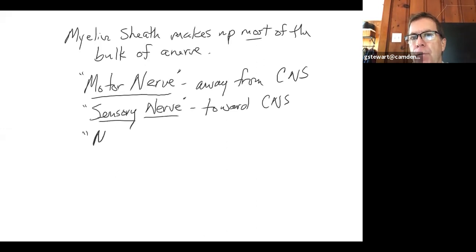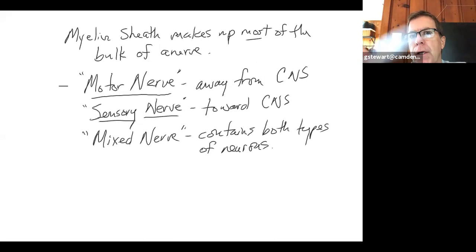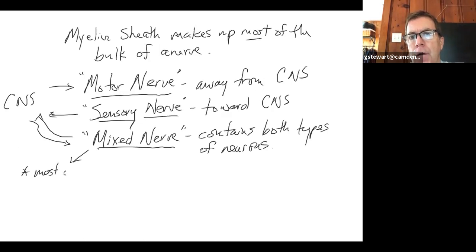And a mixed nerve contains both functional types of neurons. So when I think of these nerves, I think this is a one-way street in the direction away from the central nervous system. This is a one-way street in the direction toward the central nervous system. And these are two-way streets to and from the central nervous system. Mixed nerves, by the way, are by far the most common in the human body. Exclusively motor nerves and sensory nerves are really quite rare.